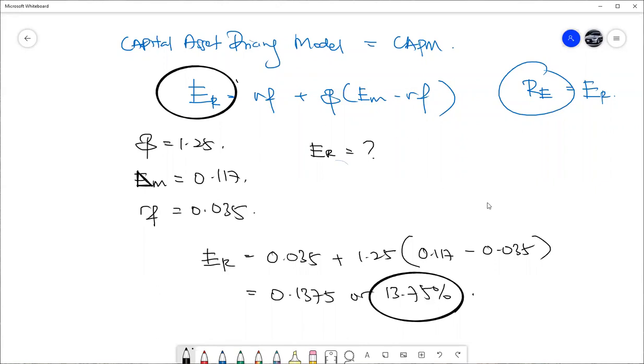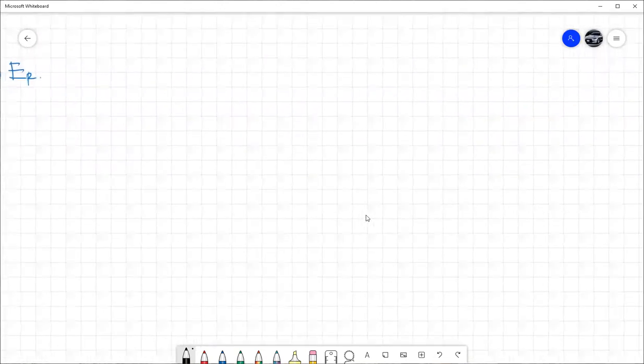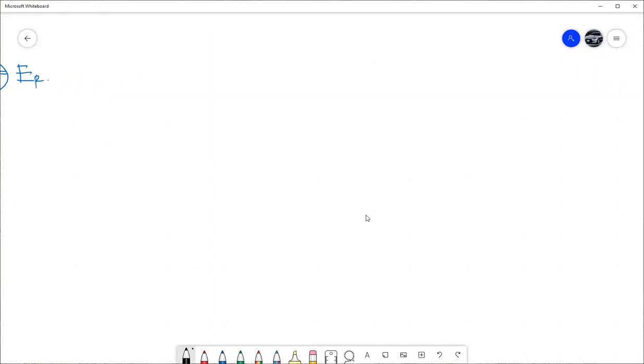So look at question 16. Same formula, same methods, but different things they want you to find. Question 16 here, they tell you a stock has an expected return. They give you the ER instead, the expected return here is 12.5%. And a beta 1.4. The expected return on the market, the EM, is 10.9%, they want you to find the RF.